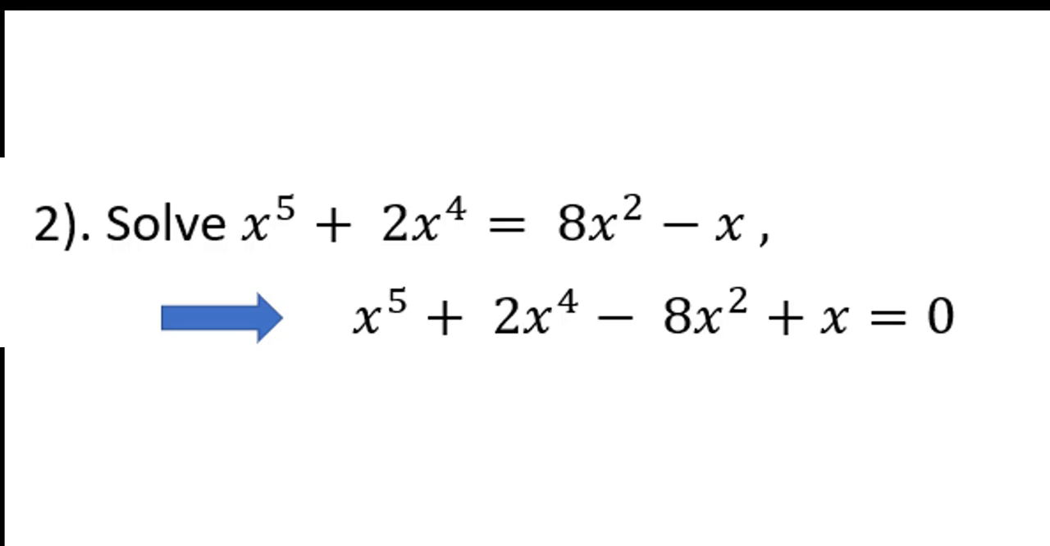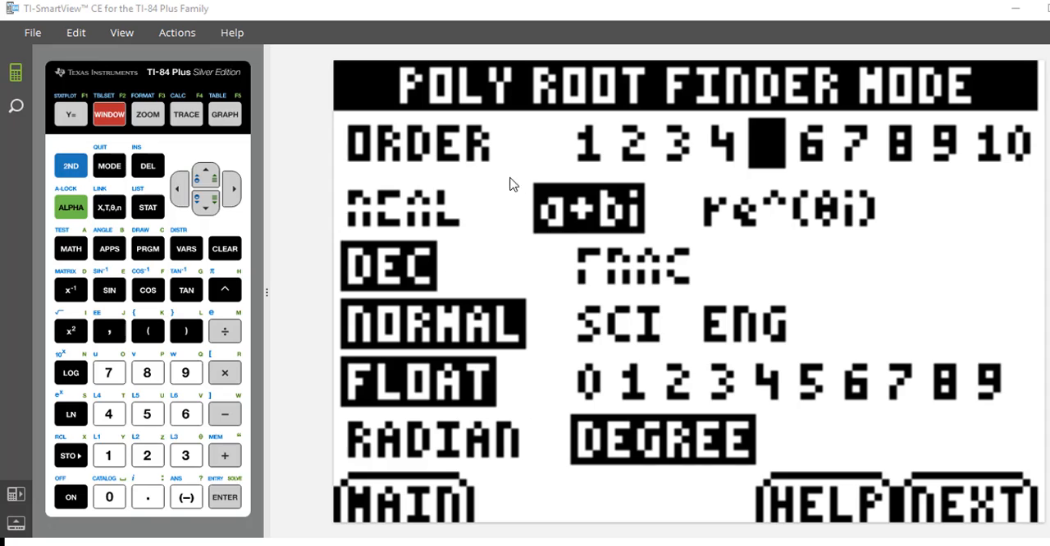Let's go to the second example. Solve these polynomial equations. If you want to use the polyroot finder, you have to make sure it's equal to 0. Therefore, before you put it into the graphing calculator, you have to change it into equal 0 form. We move 8x squared and a negative x to the left side. Remember, you have to change the sign. So you have a negative 8x squared and a plus x equal to 0. Then this time, the order of the polynomial will be 5. Then you don't have to change the rest of that.